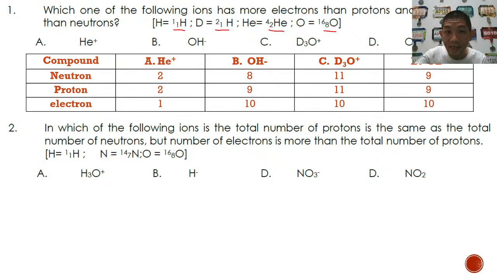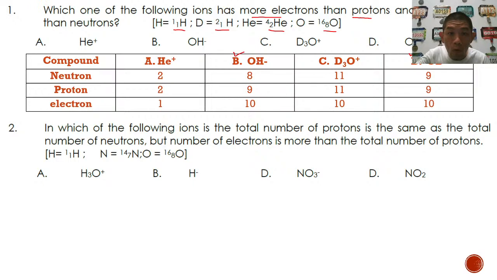So the technique is like this. If you want more electrons than protons, automatically what ions must have more electrons than protons? You must know that when you have more electrons than protons, it must be a negatively charged ion. So B and D automatically will be your first choices, and A and C you can waive. Then we study in detail the number of particles for B and D.